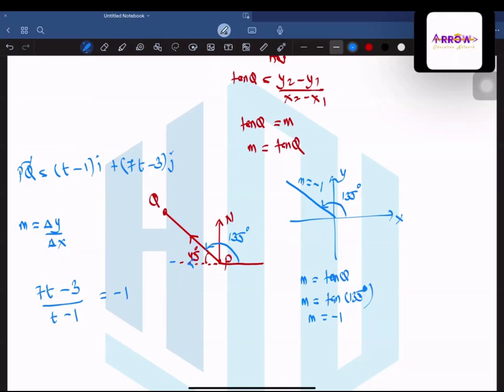How simple is that? Is there anything else which can be easier than this?